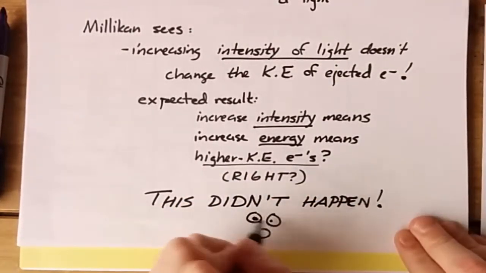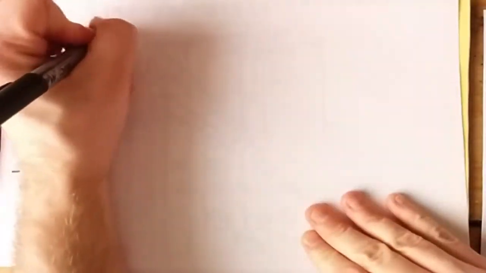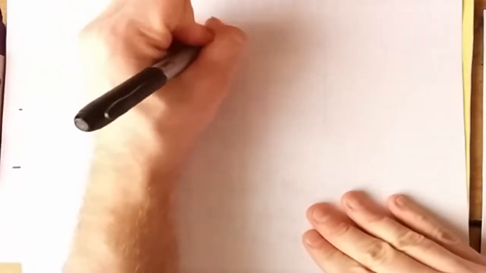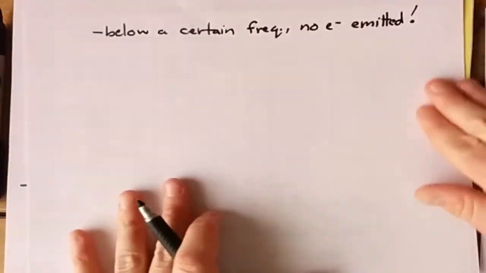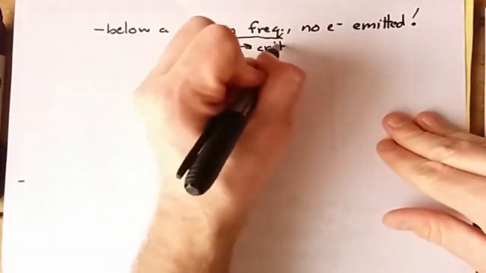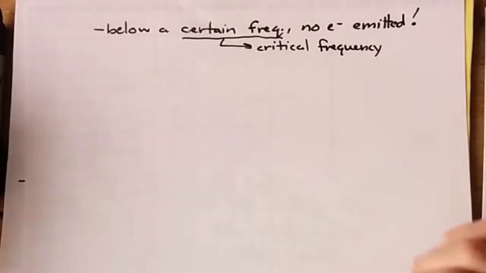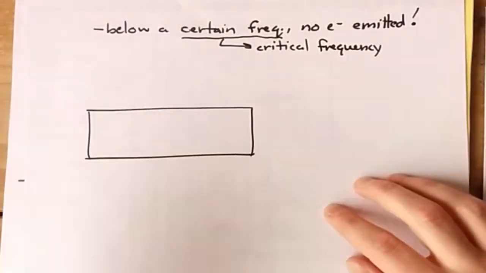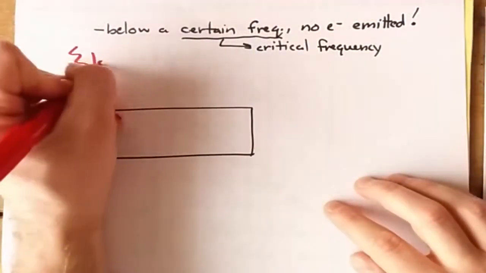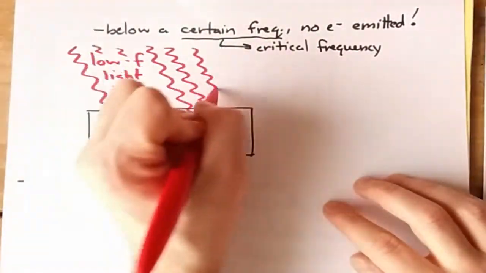Also, Millikan noticed that below a certain frequency, no electrons are emitted. So this frequency that's right in the middle is called a critical frequency. If you send in light that's below the critical frequency, no electrons are emitted. No matter how much intensity, no matter how much of this low frequency light you send in, you could send in a huge amount of energy. But if it's low frequency light that's going in, none of the electrons are ejected.